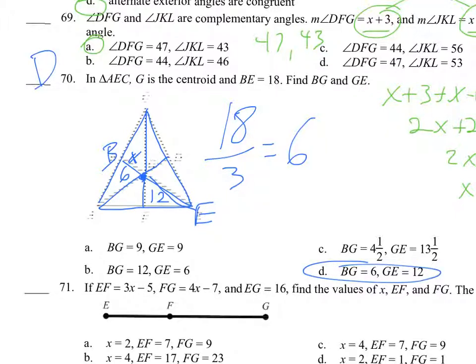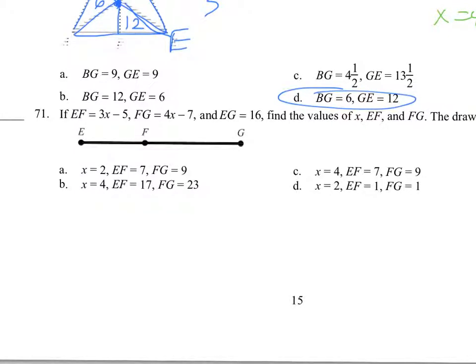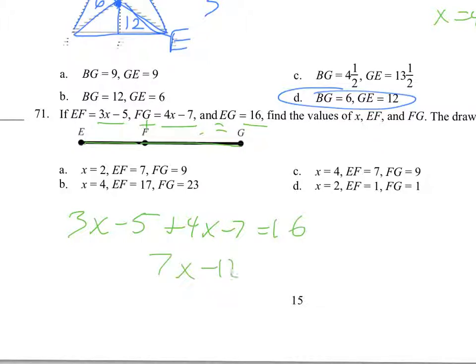D. Okay, right here we're looking at EF is 3x. This segment plus this segment equals the whole segment. So those two are going to be equal to 16. 3x minus 5 plus 4x minus 7 equals 16. Then we just solve for x. 7x minus 12 equals 16. 7x equals 28. Divide by 7, and x equals 4.